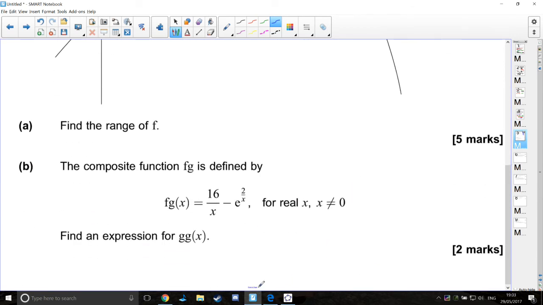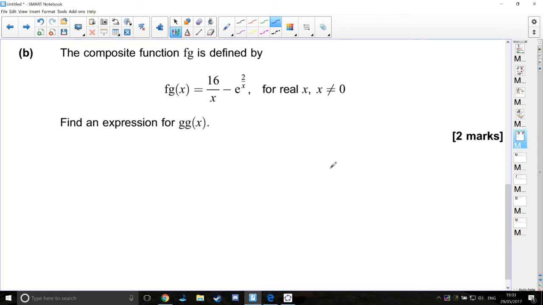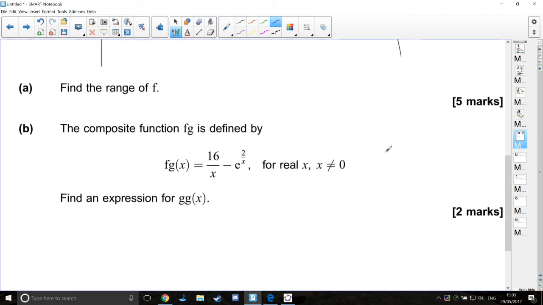The composite function fg is defined by fg of x is equal to 16 over x minus e to the 2 over x for real x, x not equal to 0. Find an expression for gg of x. That's not where I expect to see gg, but never mind.